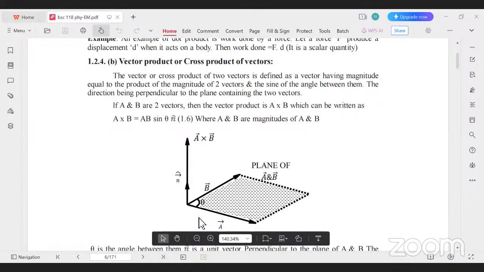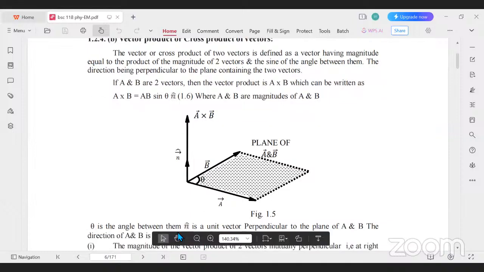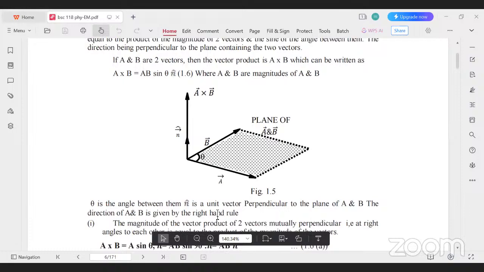Okay, so let us take A and B as two vectors, and the vector product is A cross B, which can be written as A cross B is equal to AB sine theta tau, where A and B are the magnitudes of A and B. Why magnitude? Because the vectors have both magnitude as well as direction. So theta is the angle between them, and tau is a unit vector perpendicular to the plane of A and B. The direction of A cross B is given by the right hand rule, so we will always follow the right hand rule.